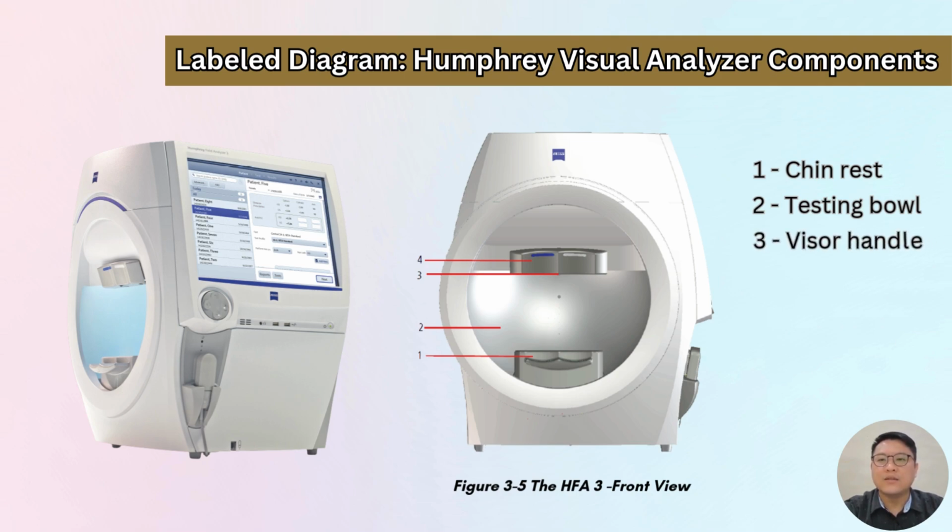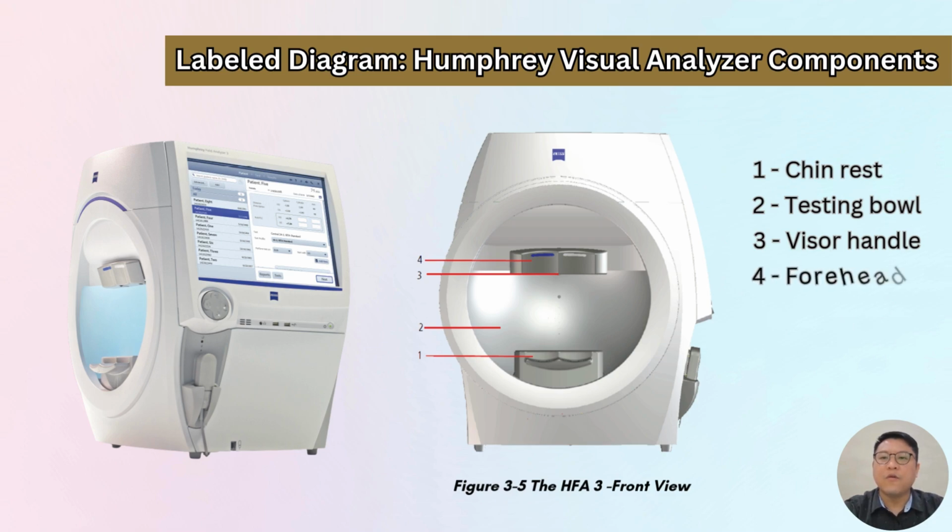Third is the visor handle. Found on the side of the testing bowl, it is used to open or adjust the visor for patient access and positioning. It allows easier entry for the patient's head and ensures the bowl is properly enclosed during testing.